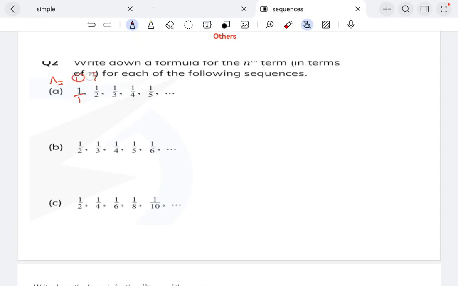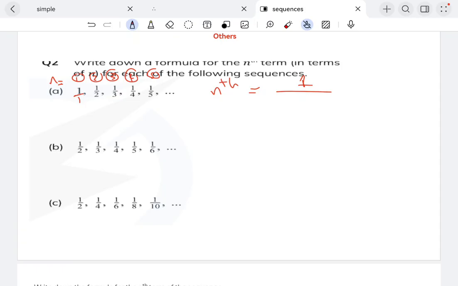The second term is 1 over 2. The third term is 1 over 3. The fourth term is 1 over 4. The fifth term is 1 over 5. Okay, I can see it's always 1 at the top. So the nth term also will always have 1 at the top.